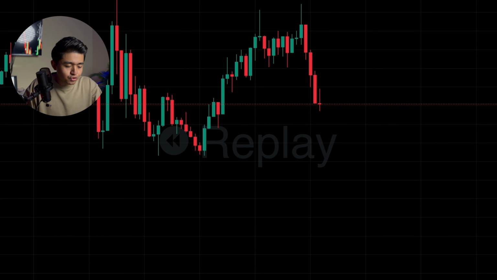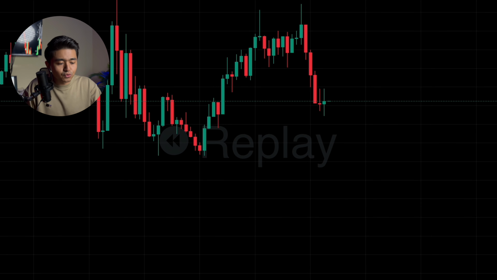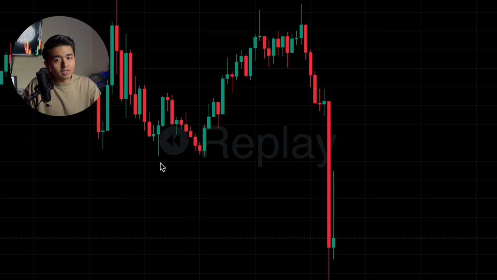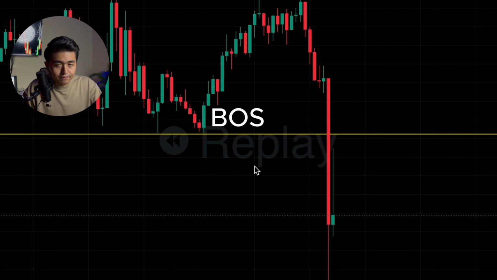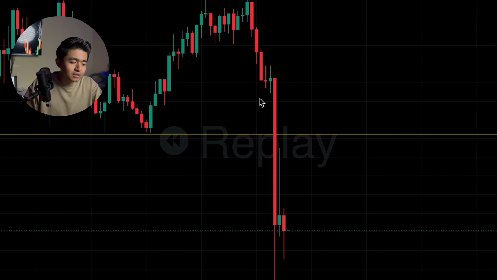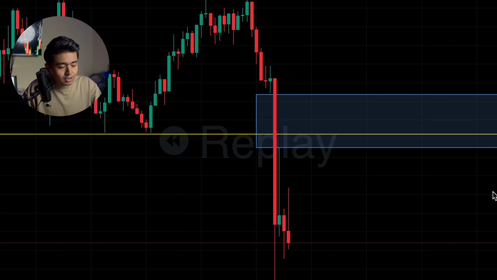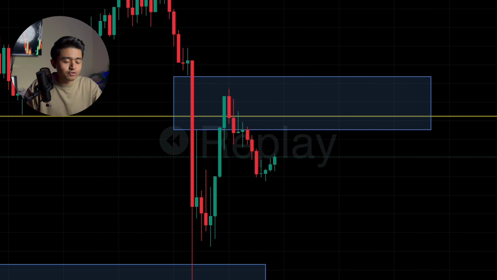The same applies to shorts. You want to see price smash through the previous low before or during the creation of the fair value gap. This confirms the sellers are officially in charge. A breakout structure shift is the market's way of showing its turn.